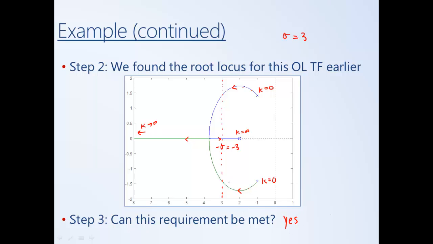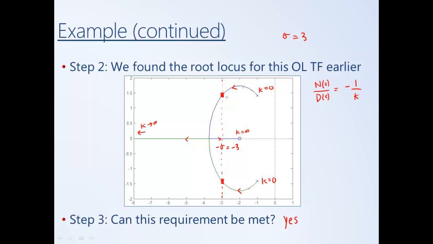And the answer is yes because there is a portion of the root locus that crosses this dotted line. So there are values of k where we can place the closed loop poles on this dashed line, where this dashed line corresponds to poles with sigma equal to 3. If we wanted to find the specific value of k, one thing that you could do is go back to the condition based on which we drew the root locus.